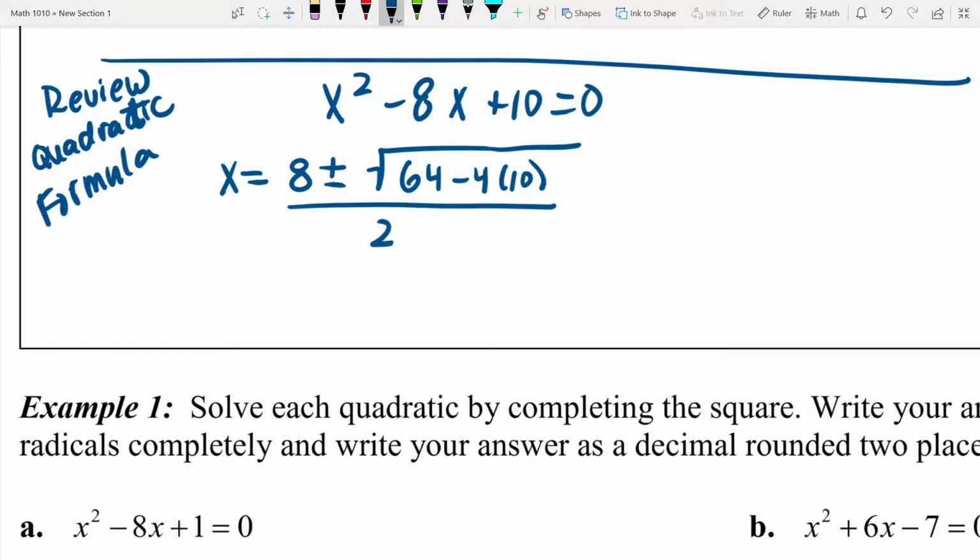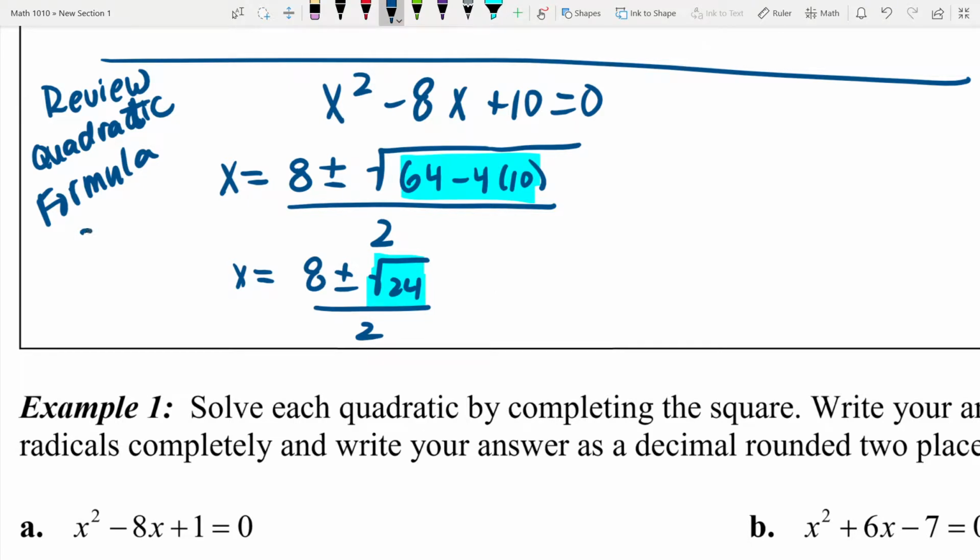Now the next thing I want you to do is grab your calculator and put that in. So everybody go 64 minus 4 parenthesis 10, close it off, enter, and you get 24. So that gives you x equals 8 plus or minus the square root of 24 all over 2. I can't reduce anything right now because there's no number outside of the root.